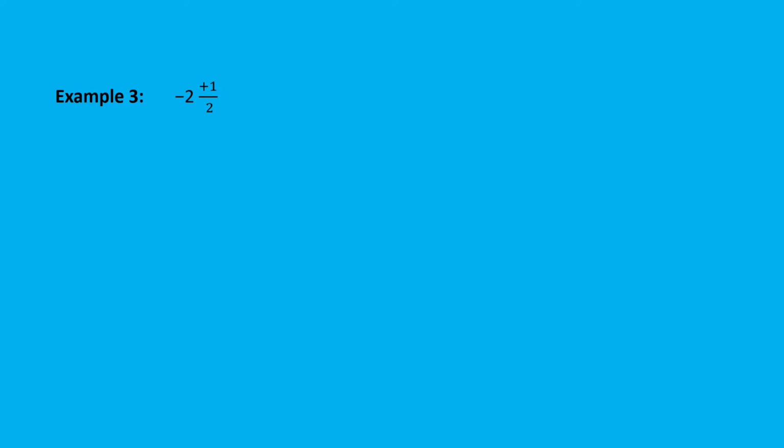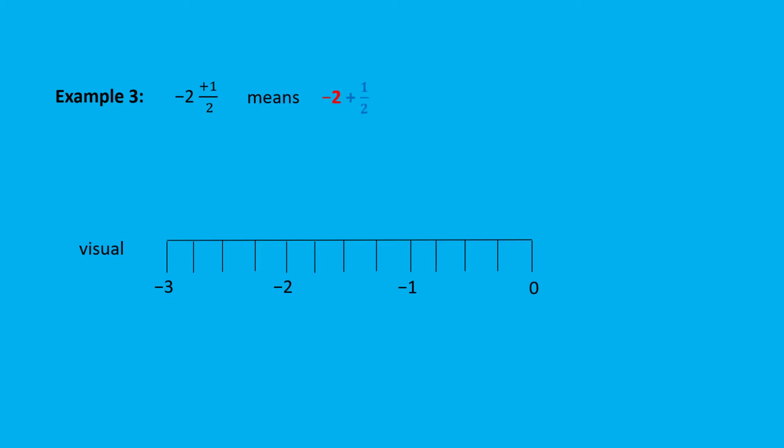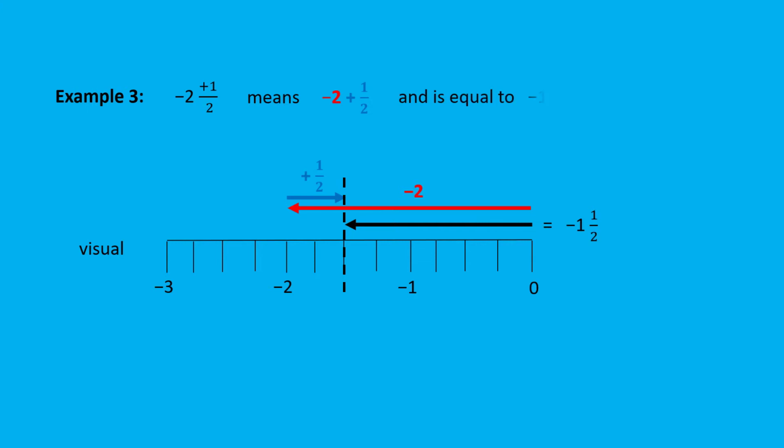Let's look at -2 plus 1/2. This means -2 plus 1/2. So I have my number line 0 to -3. First, -2, I go back to the left 2. But now I'm going to add 1/2, which means I'm coming back 1/2 to the right, which puts me at the black dotted line. Now, if I start at 0, where is that black dotted line? That's at -1.5. So -2 plus 1/2 is the same thing as -1.5. Now, this will be important when I show you some strategies for subtracting fractions.